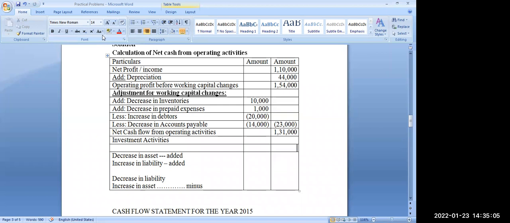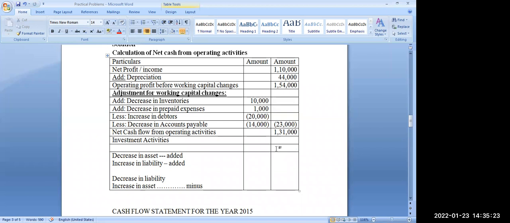So how much you have to take in the statement? 1 lakh you have to take in the statement. How much is increasing and how much is decreasing, that you have to take in the statement for the reason increase in debenture. That means issue of debenture. We have borrowed money.